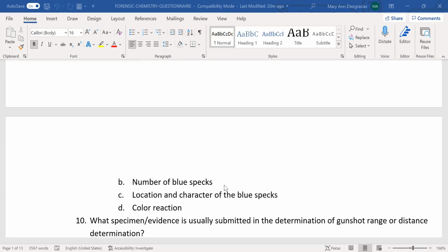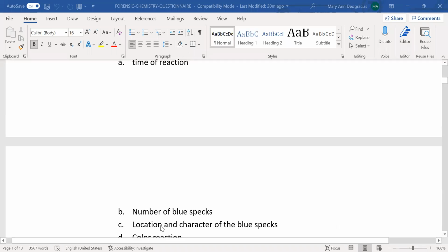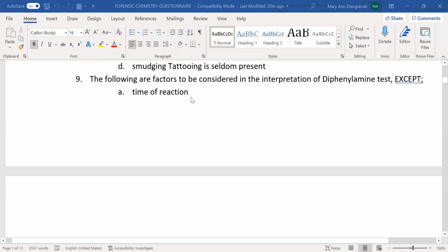Okay, is it B? Is it A? Okay, D. Alright, D is the best answer there. Why is A included? Time of reaction is considered by the forensic examiner because the time of reaction should be within 2 minutes. The deep blue specks on the paraffin cast should appear within 2 minutes. So the time of reaction should also be considered by the forensic chemist. It's included in the interpretation.